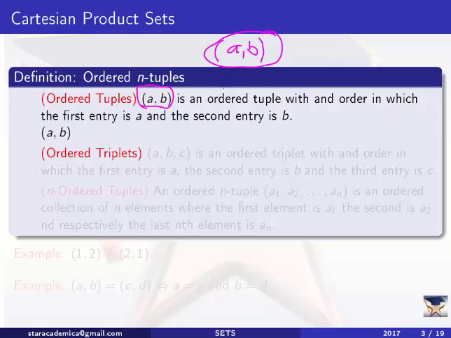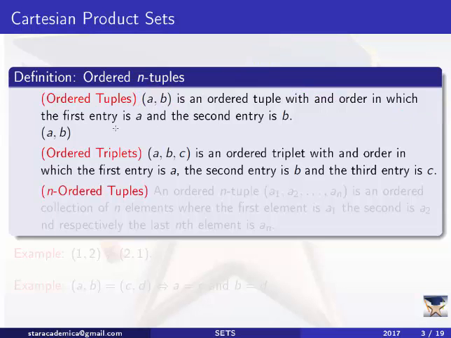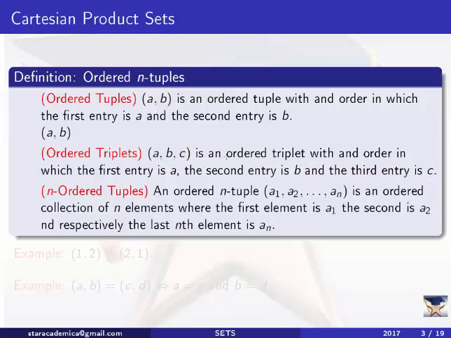So this is different from set notation. We could put three entries next to each other, like A, B, C, in order. Again, we use parentheses and we put A, B, C separated with commas. This is called a triplet. Further, we can generalize this notation to n-ordered tuples. So we can put n entries in order. Again, we use parentheses and put A1, A2 up to An in an ordered fashion, where A1 is the first entry, A2 is the second, etc.